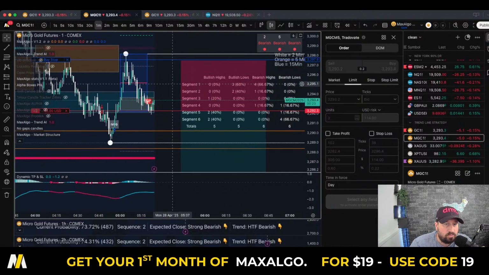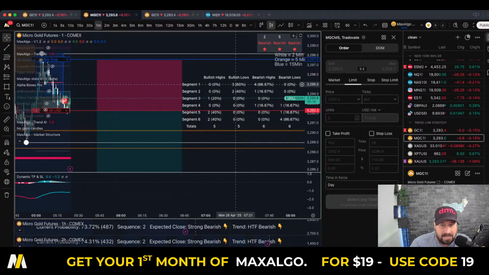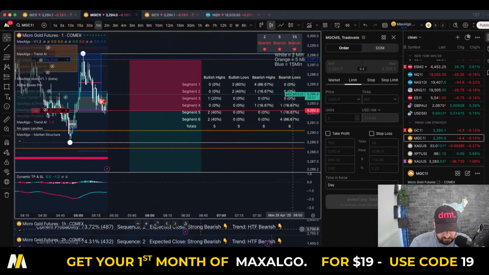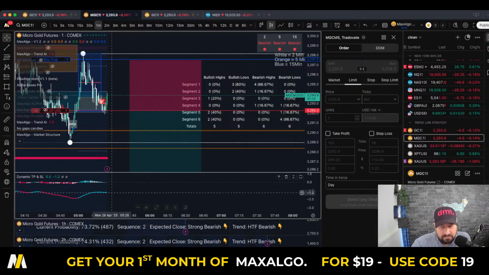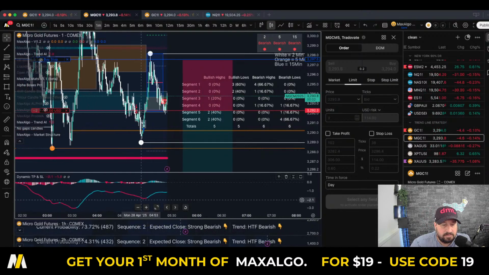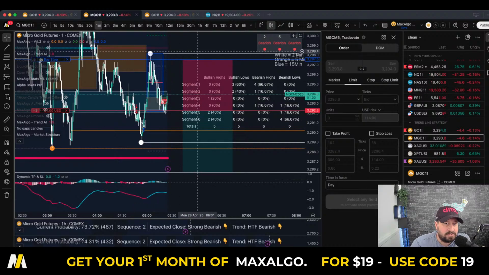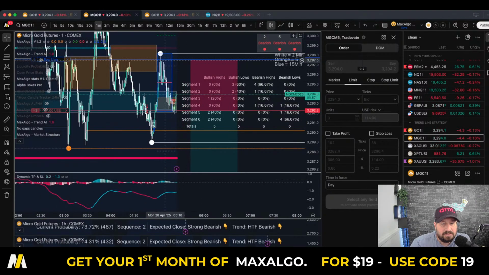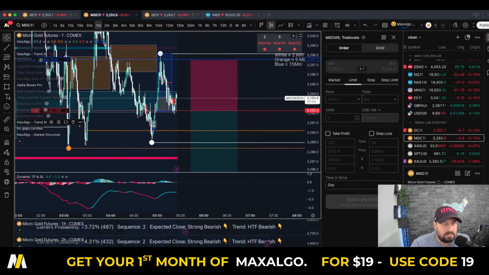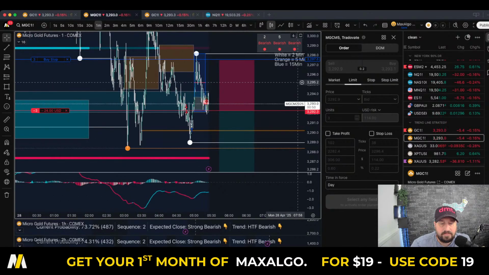Obviously it can still go bullish and me be wrong. But I'm just using how today's been, recent price action, what probability is showing me today. I don't like this, but that's why I've gone for a bigger stop, just to give myself a little bit of room.